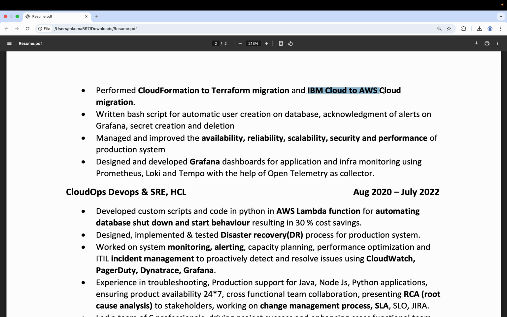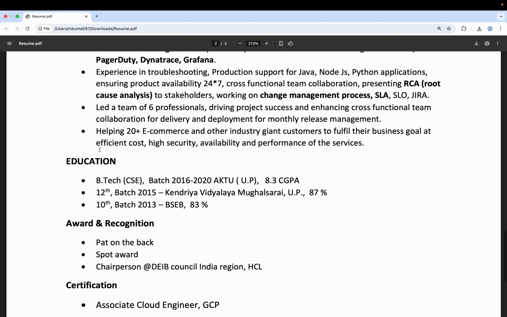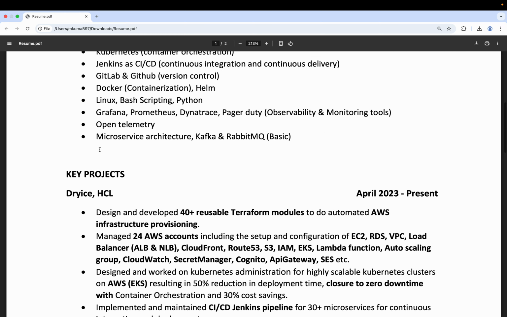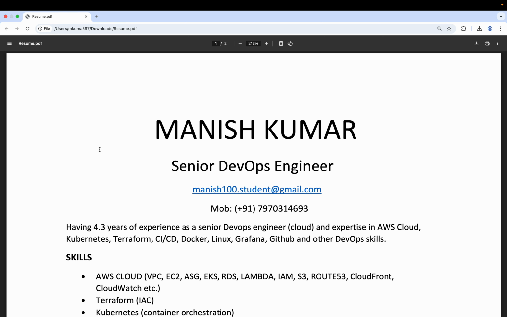IBM Cloud to AWS Cloud, and the migration keyword. If you see the Terraform migration and the migration, why? Because in most of the JDs you will see that they mention the migration keyword, correct? So this migration keyword will get picked up and your resume will get shortlisted. Then these are the terms: availability, reliability, scalability, security, and performance. Production system. So all these are the keywords based on which your resume will get shortlisted, and you will be able to crack your interview as well, correct?